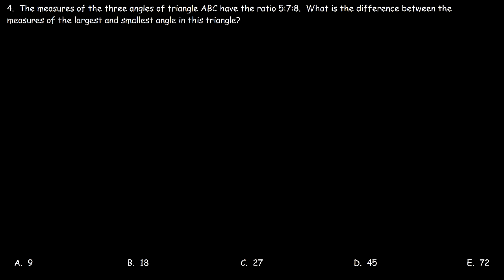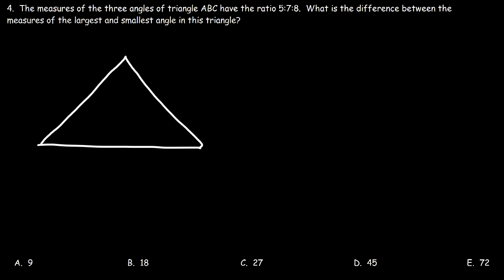Number 4. The measures of the three angles of triangle ABC have the ratio 5, 7, 8. What is the difference between the measures of the largest and smallest angle in this triangle? So let's draw a picture first. So let's call this A, B, and C. The measures of the three angles have the ratio 5, 7, 8, so we can say that this is 5x, 7x, and 8x.